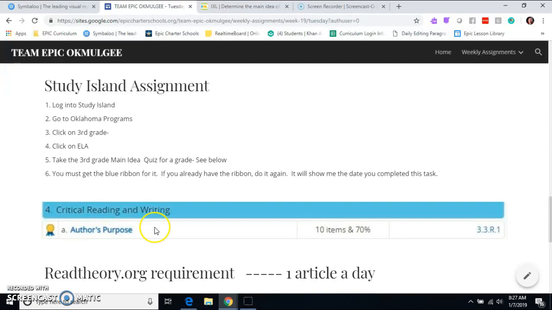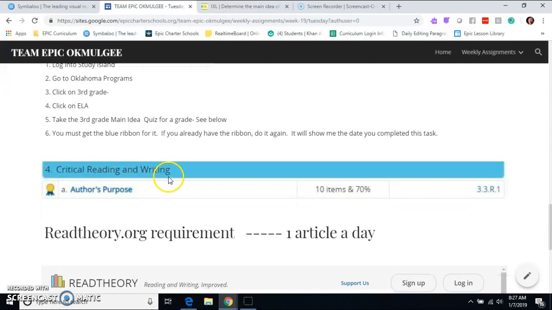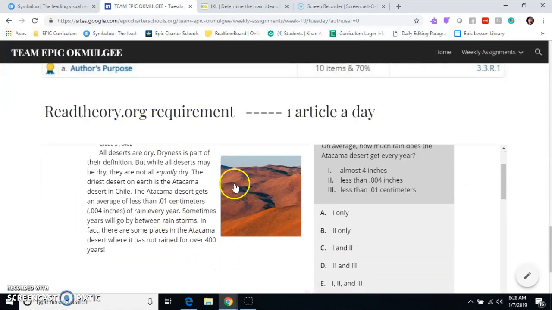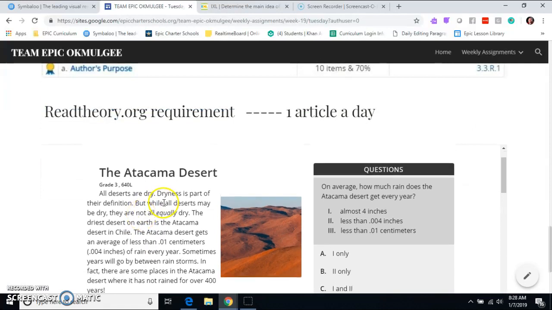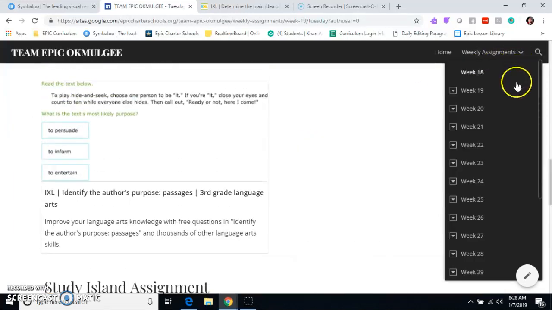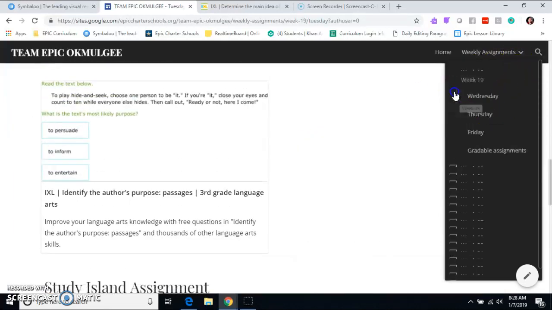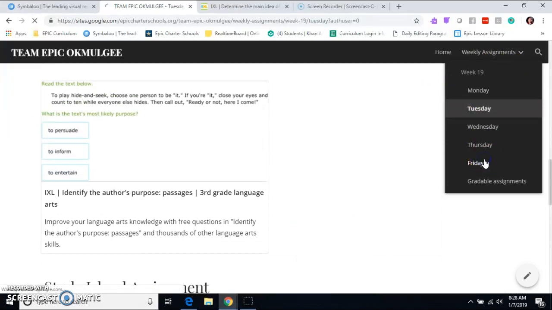So on Tuesdays and Thursdays, you will study one topic, and on Monday, Wednesday, and Friday, you'll study a different topic. So then you'll go get this Study Island Blue Ribbon, Critical Writing and Reading and Writing, Author's Purpose for 3rd grade, and then you will do your Read Theory. You will do that all the way down. The only thing that changes is on Friday.